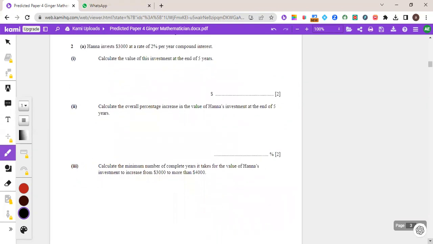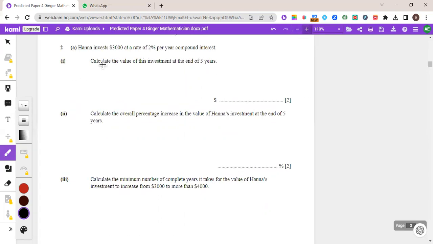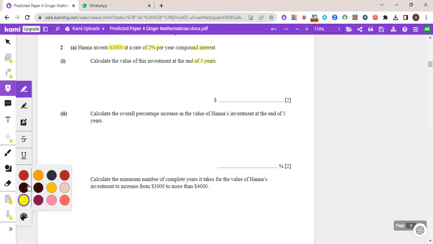Question 2. Hannah invests 3,000 at a rate of 2% per year compound interest. Calculate the value of this investment at the end of 5 years.